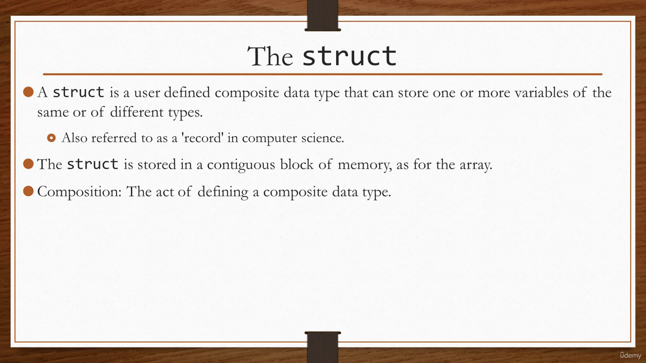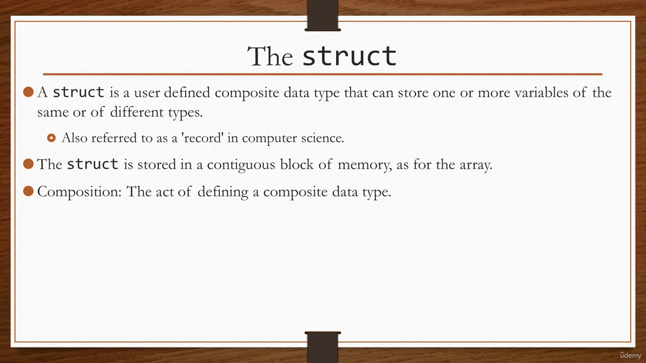Now we won't really use the term composition, that is the act of defining a composite or compound data type. I will simply describe it as defining. So we are defining a user-defined type, we are defining our own struct. So you might be wondering, what about declaring a type? Well, there are some differences and we'll discuss those as we go along.